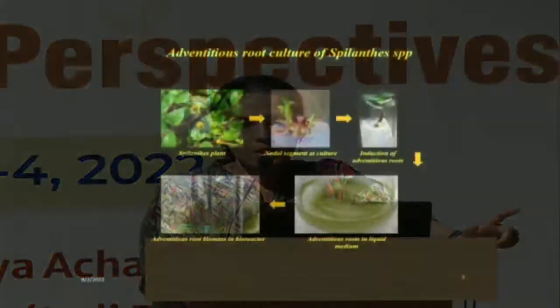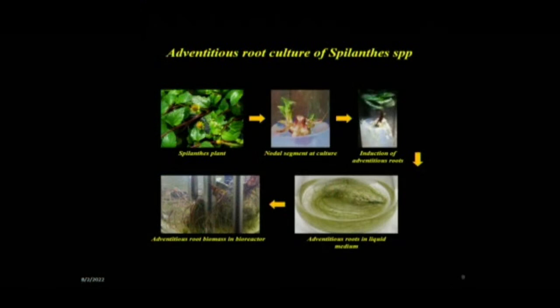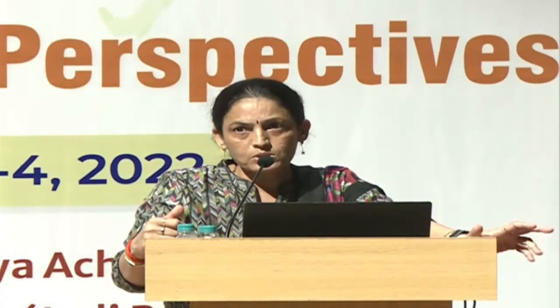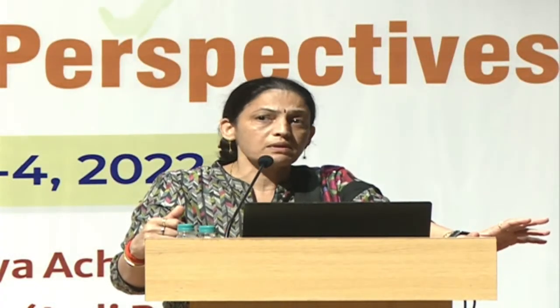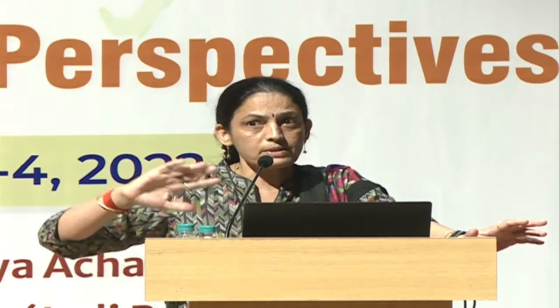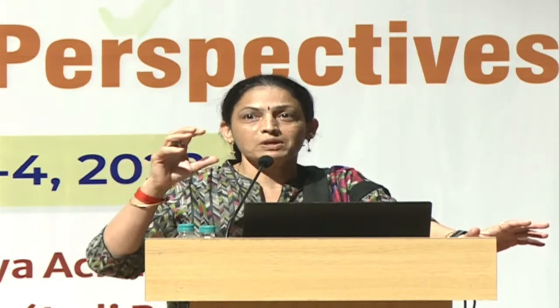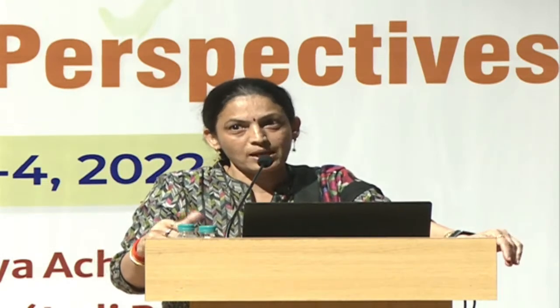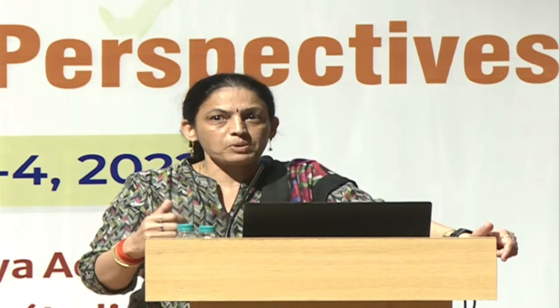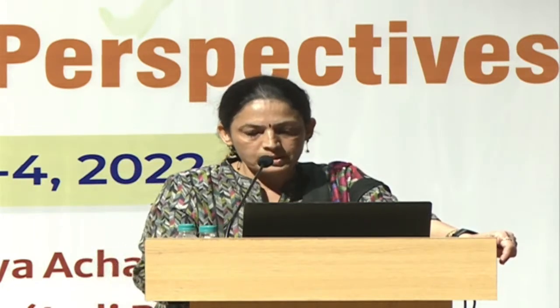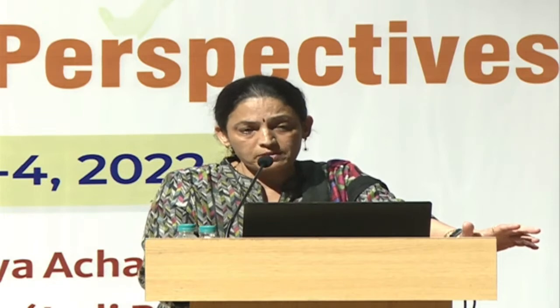The second, from the same nodal segment, we have generated the root biomass, because root is another storage organ for the metabolites. So in the plant system, there are three points of origin where the concentration of metabolites is very high: the roots, the leaves, and the embryos. It does not mean the rest of the plant body doesn't have them. It is present, but we target the concentrated amount where it is present. That's a little strategic plucking of the part of the plant for metabolites. So this is the root biomass we have generated.